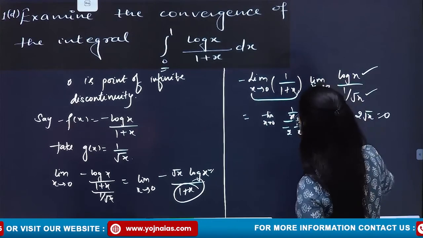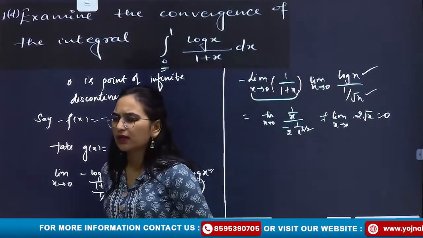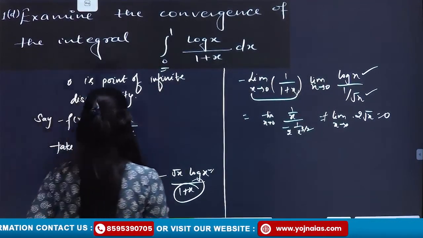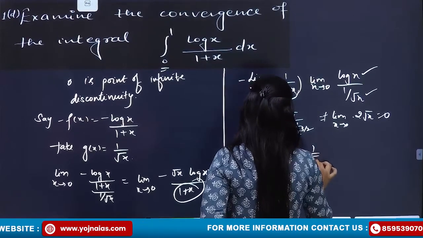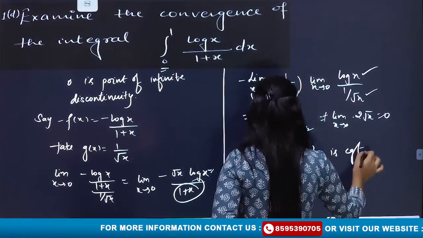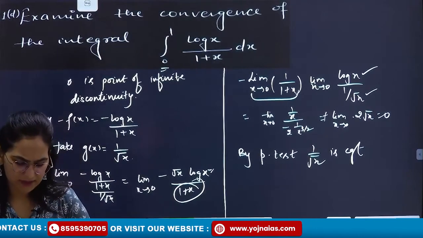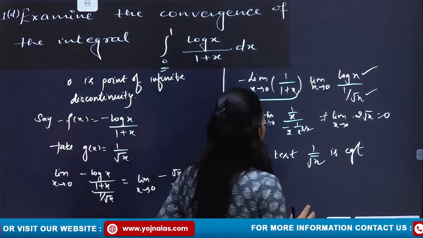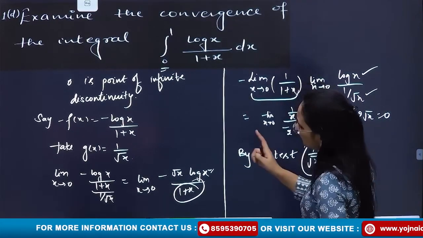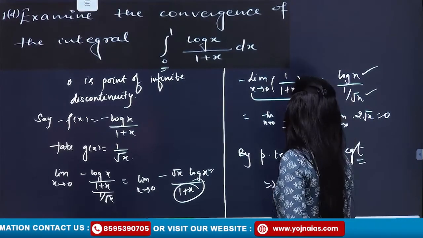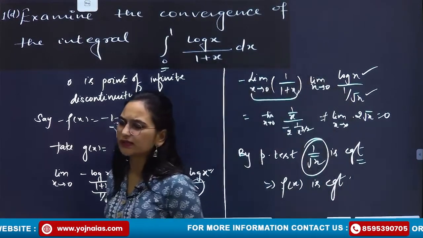So if you have the limit of fx by gx equal to 0, then your gx should be convergent, and we know by the p test that one by root x, that is 1 by x raised to power p, converges if p is less than 1. And here p is less than 1, that is why this is convergent. And if gx is convergent, then by comparison the convergence of gx implies the convergence of fx. We need to state the result of that comparison.